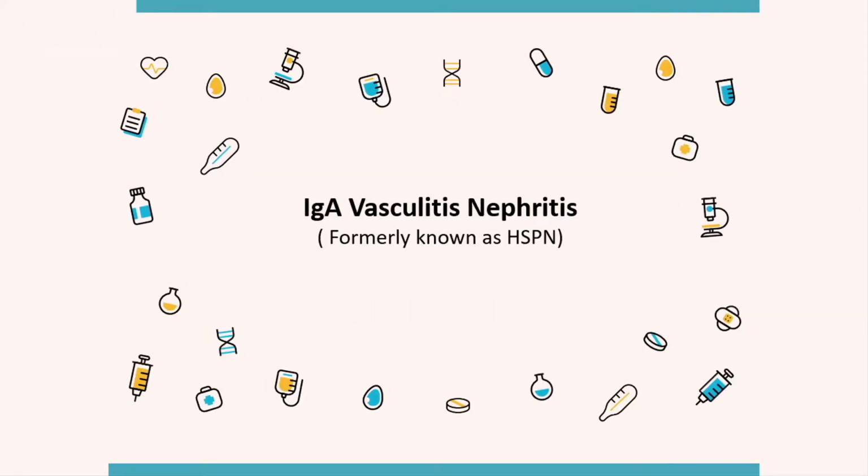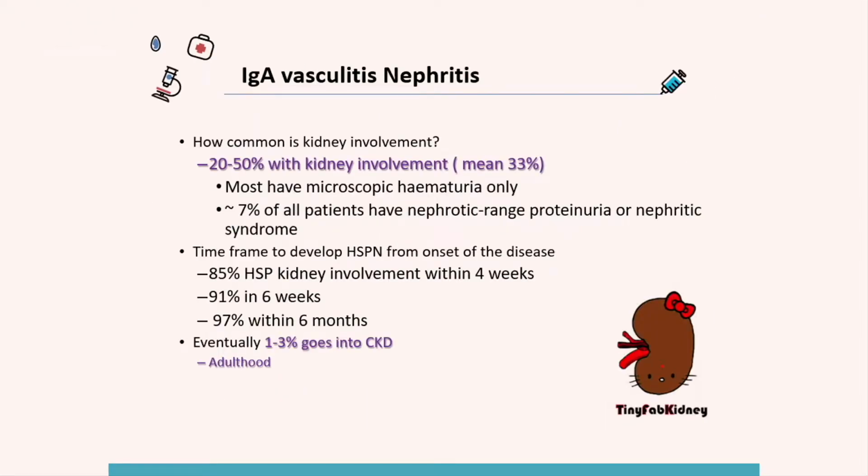Why is it important to discuss IgAVN in this context? Because the prognosis of patients with IgAV really depends on the severity of the kidney involvement. How common is that? I would say around 33% of patients with IgAV may have kidney involvement. Some of them have very mild manifestations, like microscopic hematuria only, but up to around 7% of patients can have really bad involvement as well.